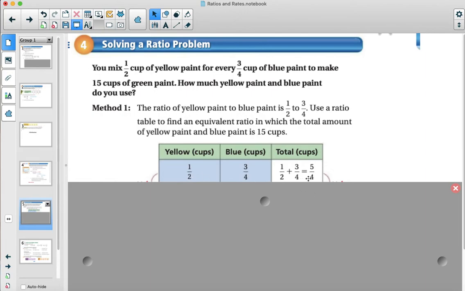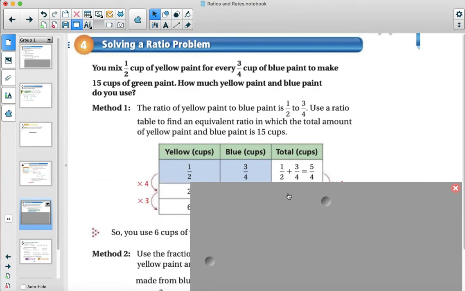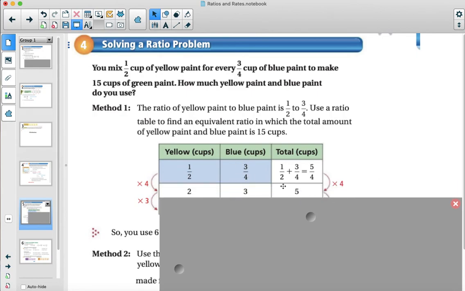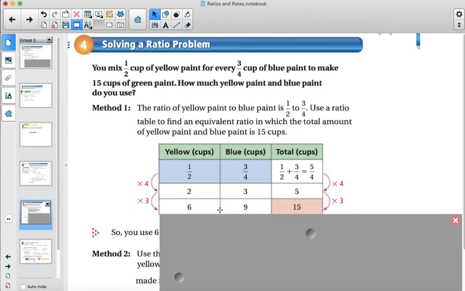We have fractions here, and that's a little hard to understand. So why don't we multiply everything by a common denominator? So by 4. So 1/2 times 4, 2. 3/4 times 4, 3. And 5/4 times 4, 5. Now we want, in the end, to get 15 total cups. So then we look at this. How could we get from 5 to 15? That's right, we multiply by 3. So as it turns out, we need 6 cups of yellow, 9 cups of blue to get that 15 cups of green paint.